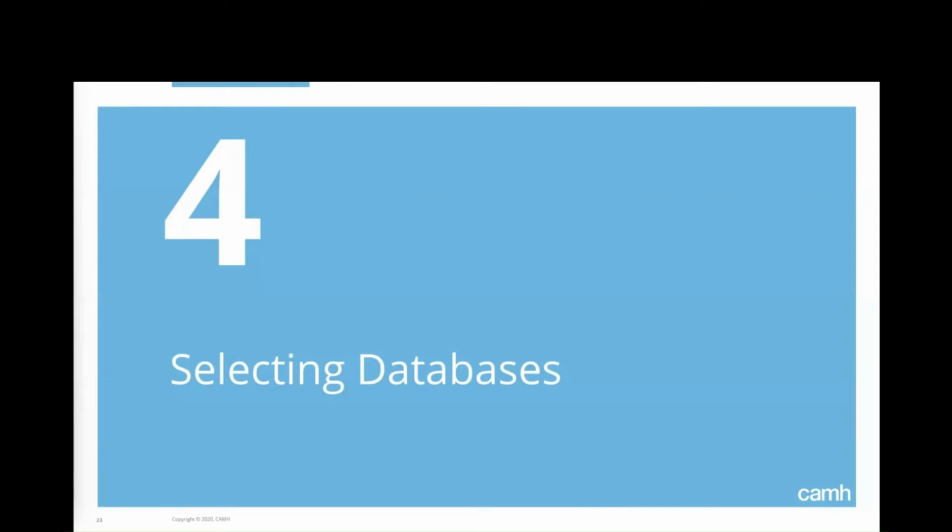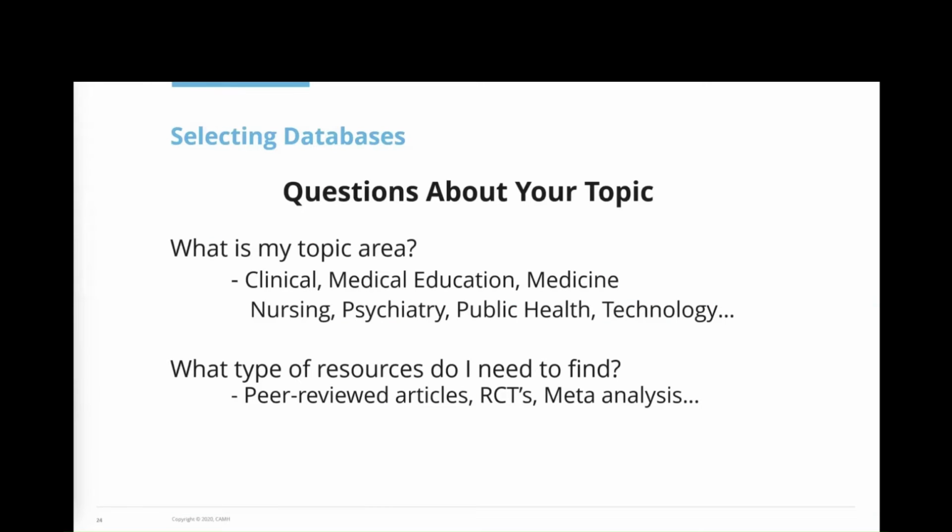Selecting databases. When it comes to selecting databases, we'll need to look at two main questions. The first is about your topic. What is the topic or subject area? Is it biomedicine, nursing, psychology, psychiatry, technology? And what types of publications are you looking for? Peer-reviewed articles, systematic reviews, theses, or book chapters?